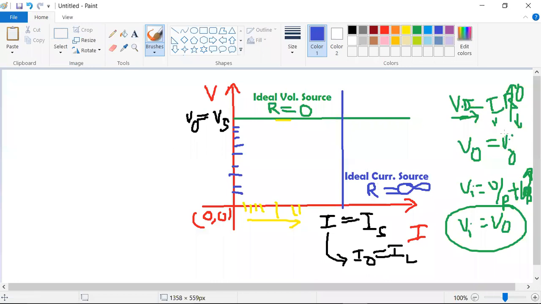Hope you are clear about these ideal sources. We will discuss source conversions in further classes. A non-ideal, that is a practical voltage source, can be converted into a practical current source, or vice versa. How that conversion is made, based on the derivation, we will observe in our next class.